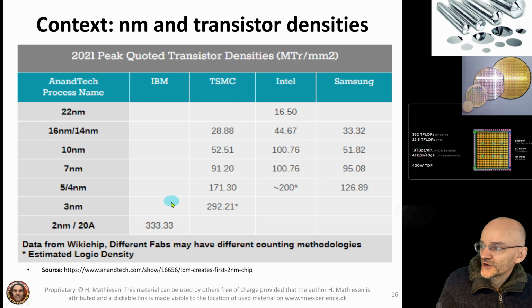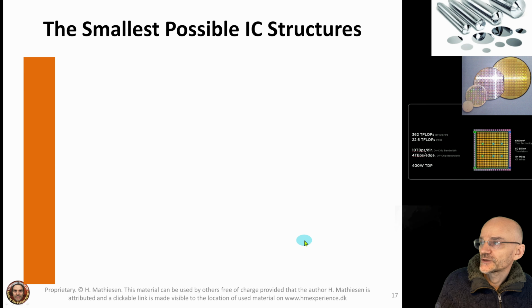But IBM apparently holds the record here, but that's in the laboratory. It's not in mass production yet, of 2 nanometers. So we know we can get to 2 nanometer, and they made, you could say, a test chip to prove that they can get to 333 million transistors per square millimeter. Let's move on to the next table.